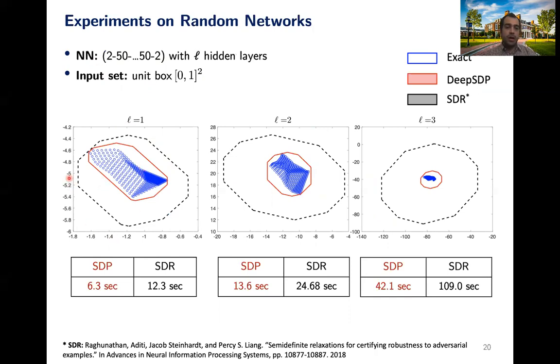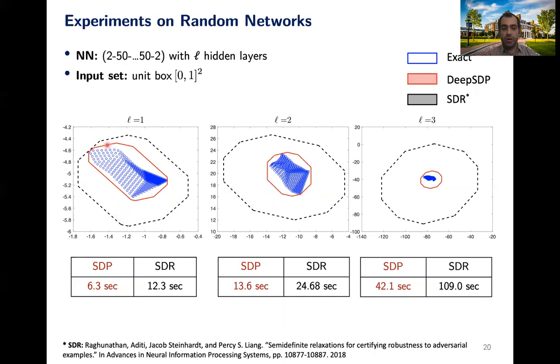Here, the blue point cloud is the exact output reachable set. The red polytope is the reachable set computed by the SDP that I just described. We call it deep SDP. And the other polytope, in dashed black, is actually another method to over approximate the output reachable set.